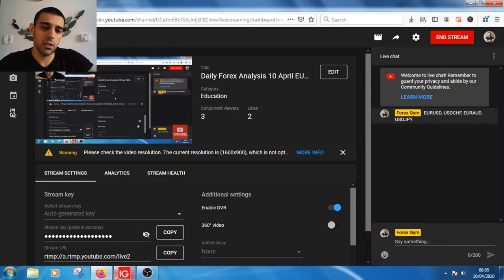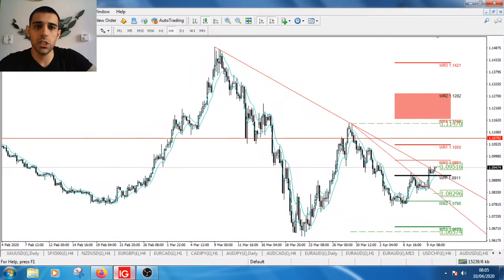Let's jump to the MetaTrader 4. So we got this Euro USD, on the 4-hourly time frame. If you follow my daily Forex analysis, I did analyze this yesterday, and we had this nice move yesterday after the news were out, and this lovely move.